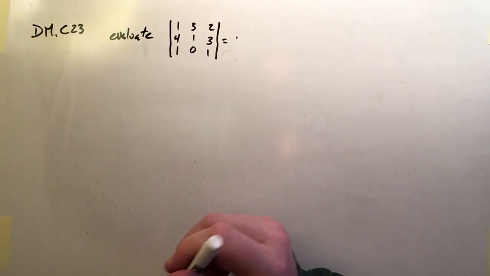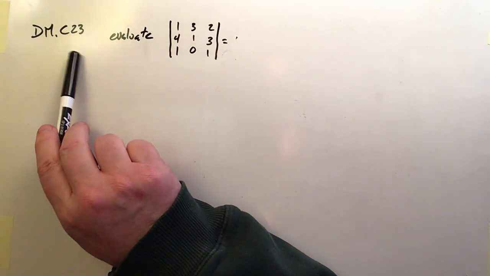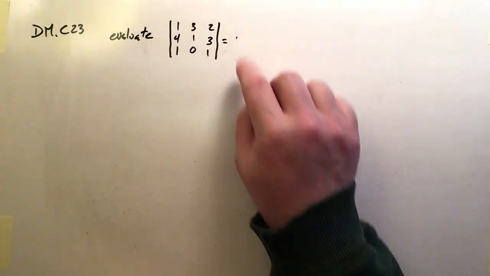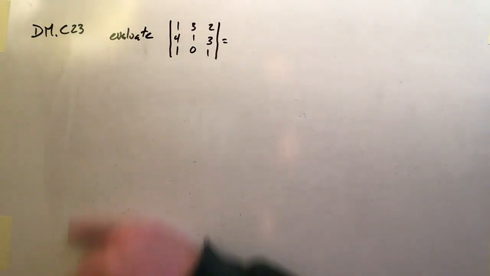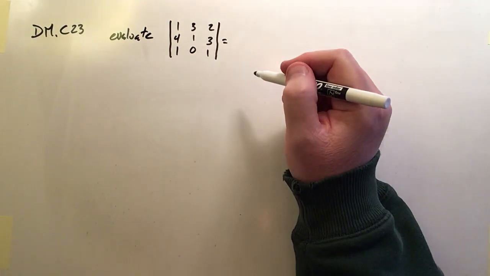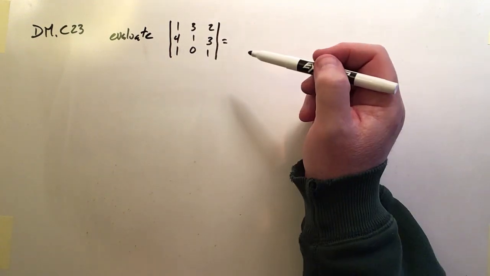Okay, this is our last sample problem on determinants of matrices. This one's C23, and we're going to evaluate a 3 by 3 matrix. A little bit more complex than a 2 by 2, but it'll teach you the algorithm for how these get done if they're larger than 2 by 2. Basically, it comes down to a row-column operation on a remaining 2 by 2 matrix.